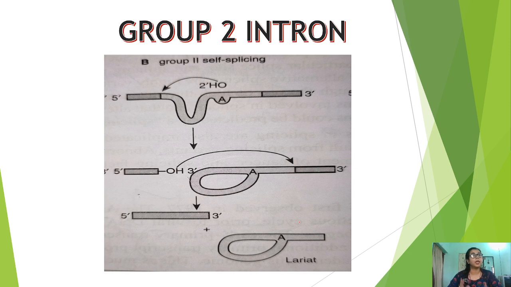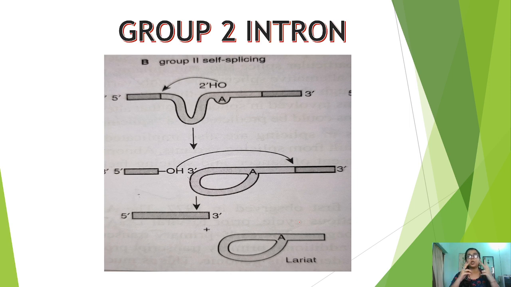The second difference is that the intron formed in group 1 is of linear shape, whereas in group 2, the intron formed is of lariat or rope-like shape. So this is the basic difference between the group 1 intron and the group 2 intron. But the mechanism is the same, that is, they perform the splicing by their own. They do not require the help of any additional protein as we have seen in the spliceosomal pathway. So by this you must be clear about what self-splicing is.